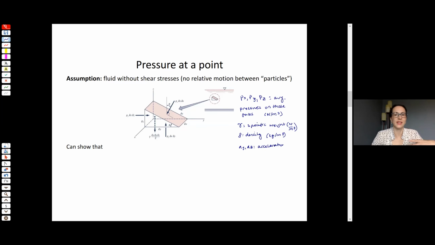So A sub y is the acceleration in the y direction, A sub z is the acceleration in the z direction, and of course that has units of meters per second squared. Okay, so I'm putting down the units here because we want to think carefully about the forces. So we've got surface forces that are proportional to the surface area, so something with units of length squared, meters squared in this case.